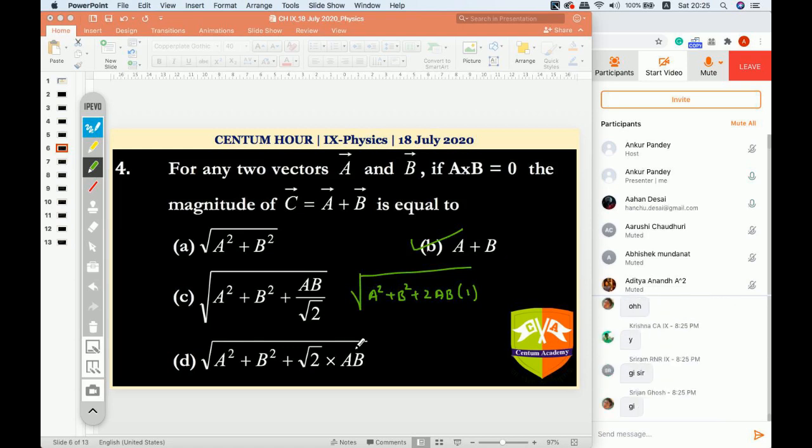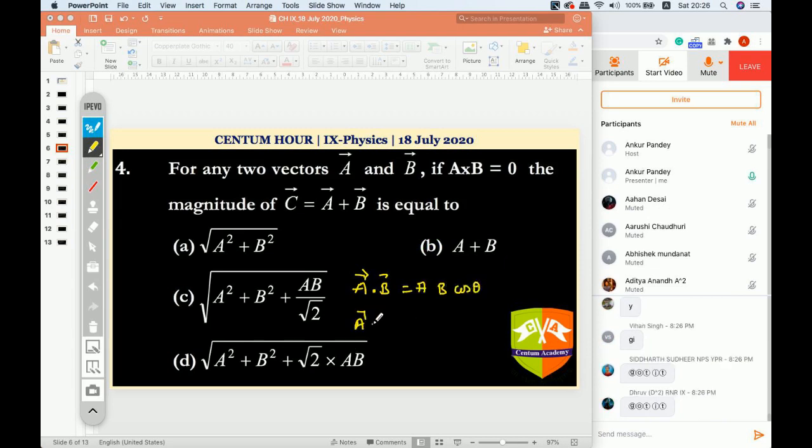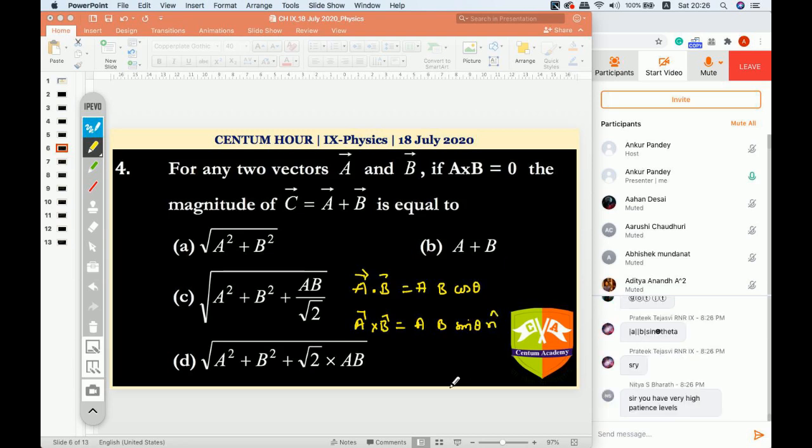Could you just write that cross product equation again, sir? Okay, no problem. Dot product is magnitude of A, magnitude of B, cos theta. Cross product is magnitude of A, magnitude of B, sine theta, multiplied with a unit vector mutually perpendicular to both A and B.